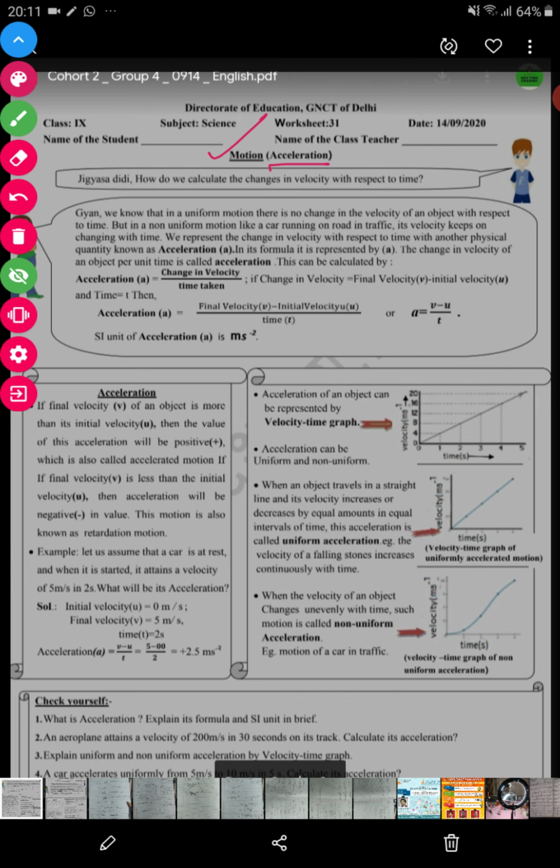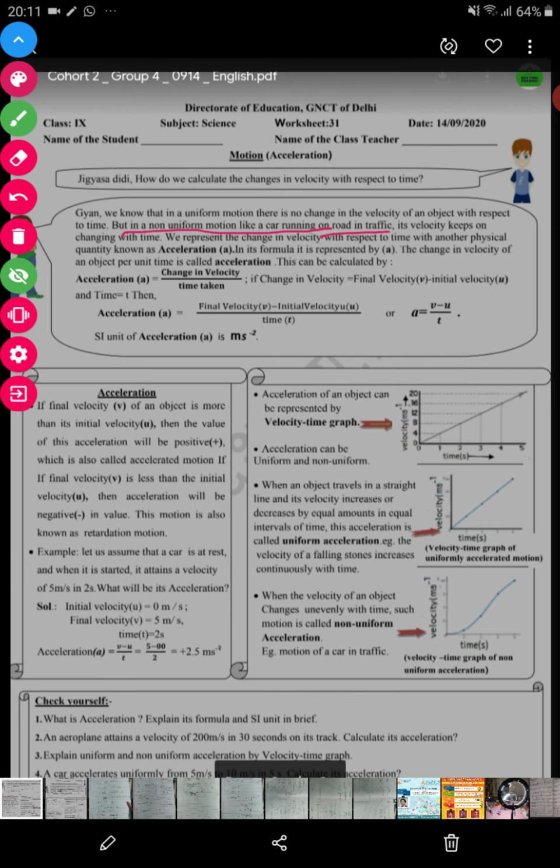Jigyasa Didi explains, in case of uniform motion, there is no change in the velocity of an object with respect to time. In case of uniform motion, velocity remains the same with respect to time, but in case of non-uniform motion, like a car running on the road in traffic, its velocity keeps on changing. Sometimes its velocity decreases and sometimes increases.